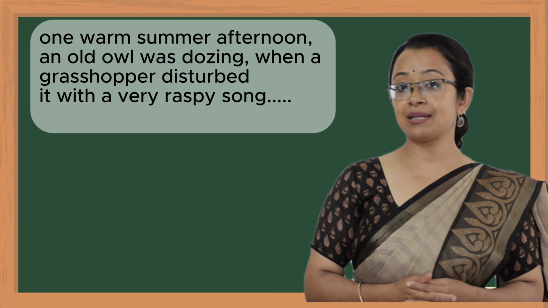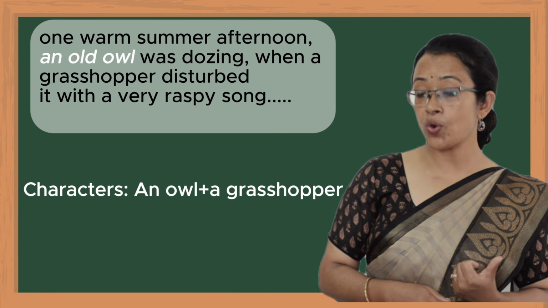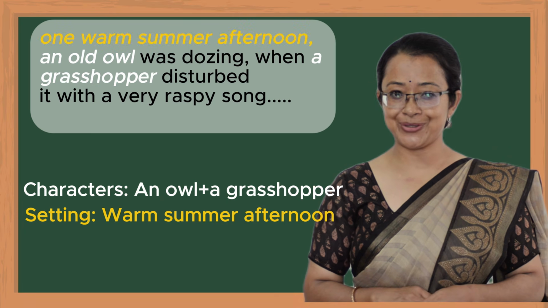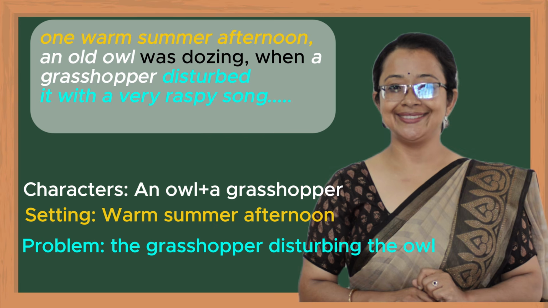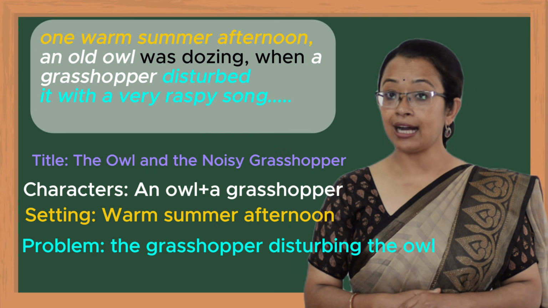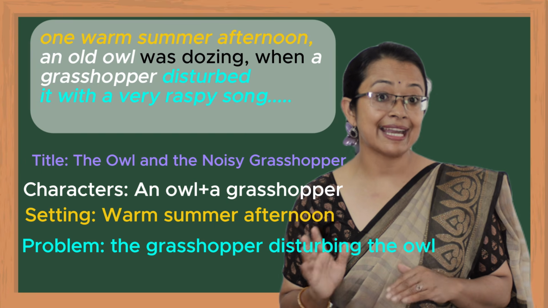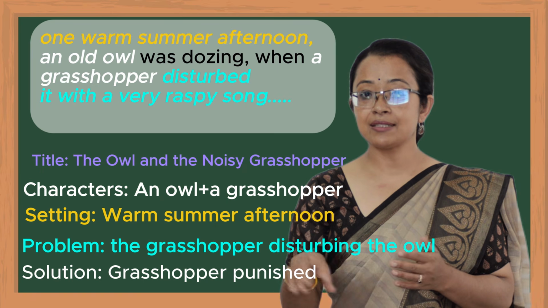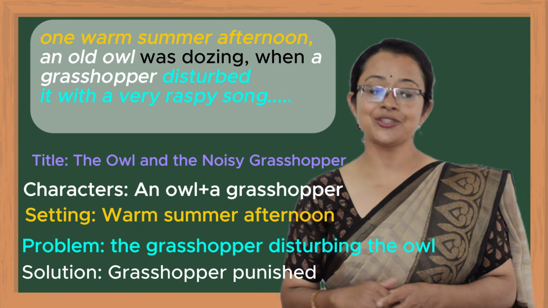Here in this beginning, you must have noticed three major things. First, the character. The characters are an old owl and a grasshopper. And what is the setting? It's a summer afternoon. And what is the problem? The grasshopper is disturbing the owl. So based on this, let's decide the title. The Owl and the Noisy Grasshopper. So now, based on this beginning and the clue, you can guess the ending of the story, the solution of the story. So here the owl is getting disturbed by the grasshopper, and the grasshopper is certainly getting some punishment from the owl. So let's write the story. And don't forget to use past tenses.